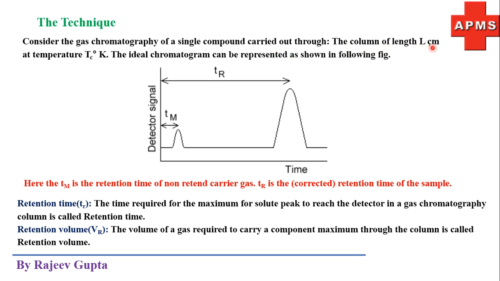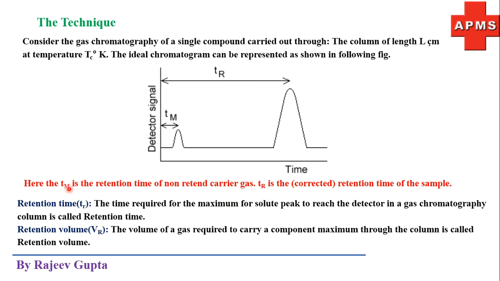Suppose the column length is L centimeter, and the temperature is Tc degree Kelvin, where Tc is the column temperature. Then the ideal chromatogram is shown here. The instrument on which we work for GC is called a chromatograph, and what we obtain as a result we see as a chromatogram.